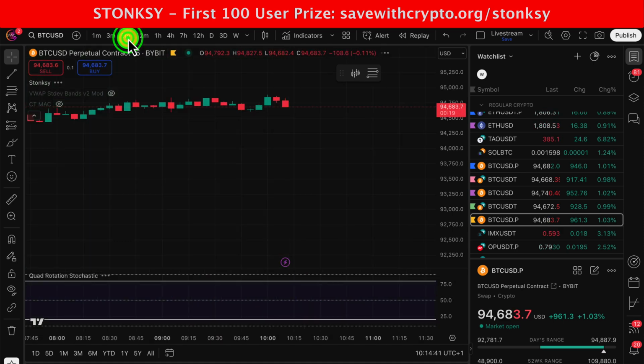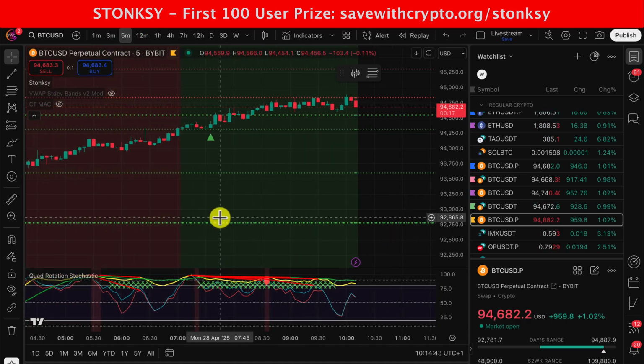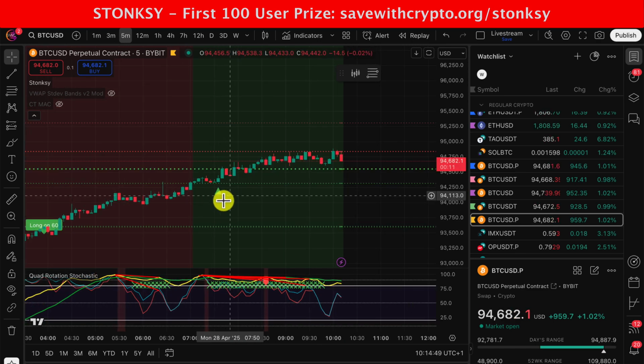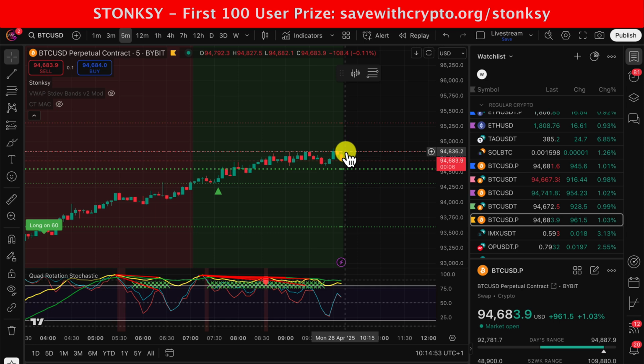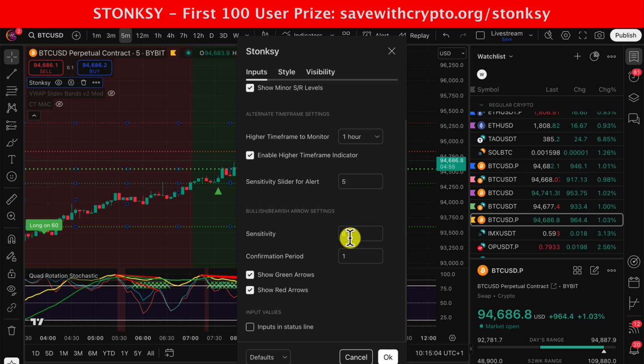Now Stonksy is also really good on the 5 minute, and what we're looking for here is these green bullish arrows appearing when you've got a green background on the 5 minute. Now that's set slightly different to normal. Basically what I've done is change these two values here on the bullish bearish arrow settings. Sensitivity is on 8, confirmation period is 1.